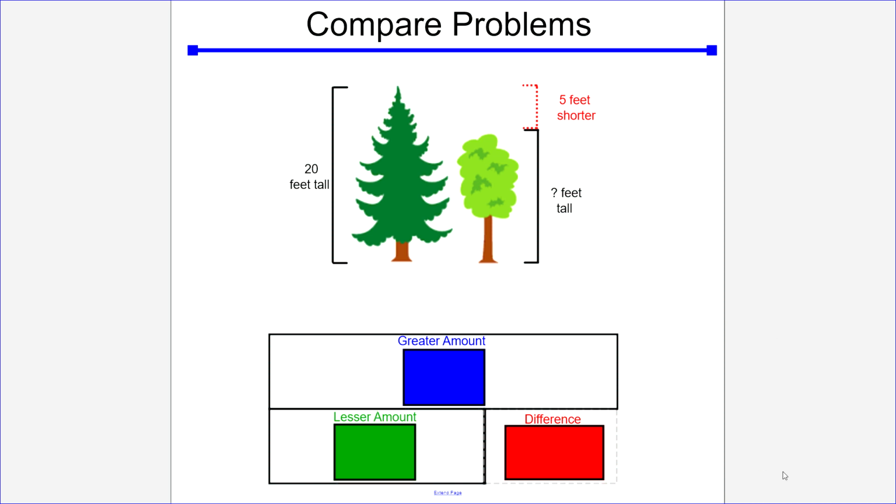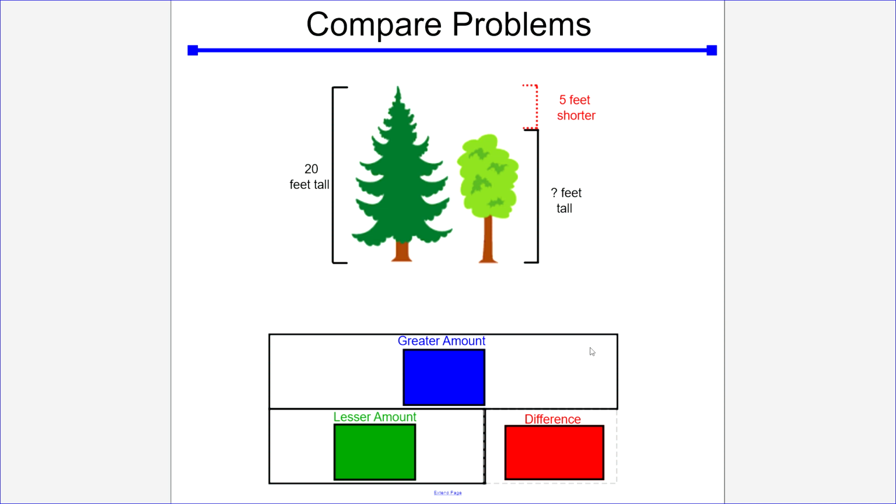Here you can see we have a problem about trees. We have one taller tree that's 20 feet tall and a shorter tree that is an unknown number of feet tall. We do not know how tall this shorter tree is. We do know that the difference between the taller tree and the shorter tree is 5 feet. The shorter tree is 5 feet shorter.